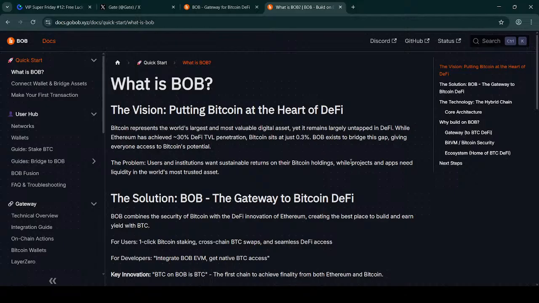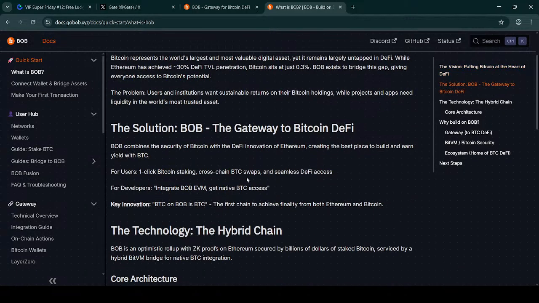So, the problem: users and institutions want sustainable returns on their Bitcoin holdings, and projects need liquidity in the world's most trusted asset, guys. So the solution: BOB, the gateway to Bitcoin DeFi. BOB combines the security of Bitcoin with the DeFi innovation of Ethereum, creating the best place to build on and earn yield with BTC.